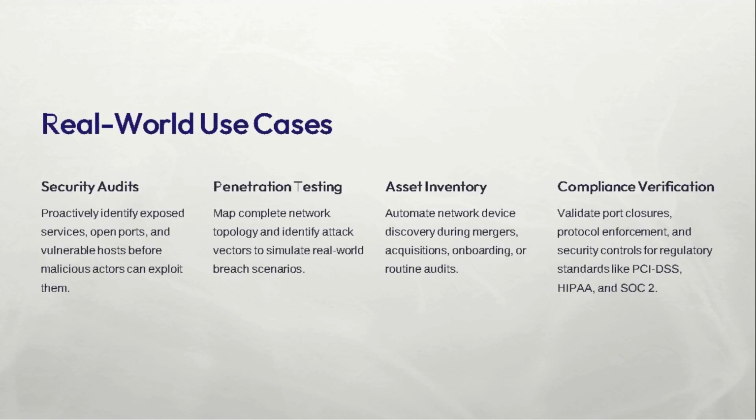Nmap is used in most real-world use case scenarios for security audits, like finding the open ports and vulnerable ports before a malicious hacker can exploit them. It can be used in penetration testing to map the complete network topology and identify attack vectors. It is also used in asset inventory, to automate network device discovery during mergers, acquisitions, onboarding, etc. It is also used in compliance verification, to validate port closures against security control standards used in PCI DSS, HIPAA, and SOC2.